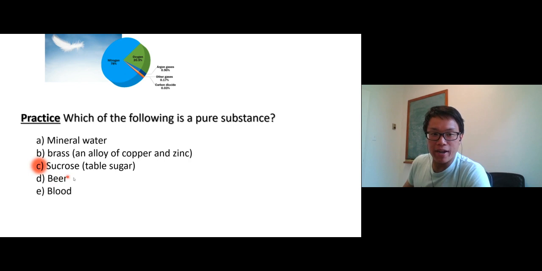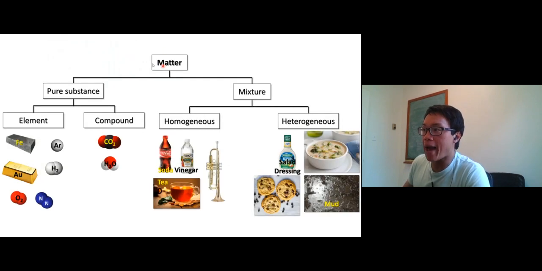Oh, wait. Beer. What's in beer? Beer has a lot in it, right? And compounds that make color. We have carbohydrates. It has calories. Blood. There's a lot of things in blood. We have water, white blood cells, red blood cells, hemoglobin, which is in the red blood cell. I can go on and on, right? Antibodies, whatever. There's a lot of things in it. So just sucrose is just table sugar by itself.